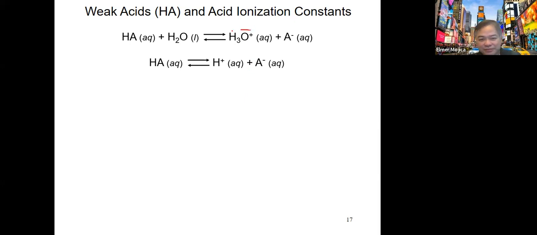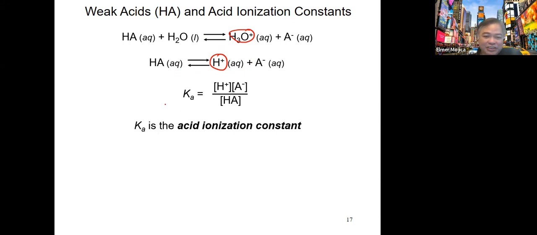Usually, either this or this one. Now, since it doesn't dissociate 100%, there is an equilibrium expression for it. Okay? Since this is an acid, we call it the Ka. So the Ka is just equals to the product over the reactant. And this Ka is known as the acid dissociation constant.